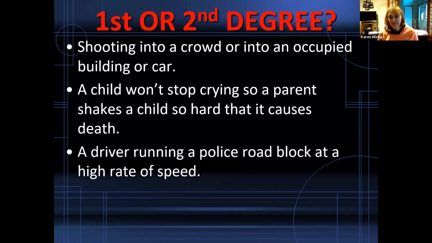A driver running a police roadblock at a high rate of speed. So the police are blocking the road, and the person drives as fast as they can towards it and just plows through it and kills a police officer. Again, is this intentional? Maybe not, because there's no malice of forethought. It wasn't planned out way in advance. But it is a depraved heart. So if you're driving through it, you don't really care. You intend to act. And it's virtually certain if you do this, somebody could die.